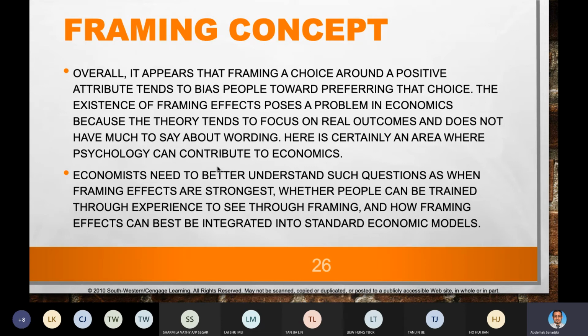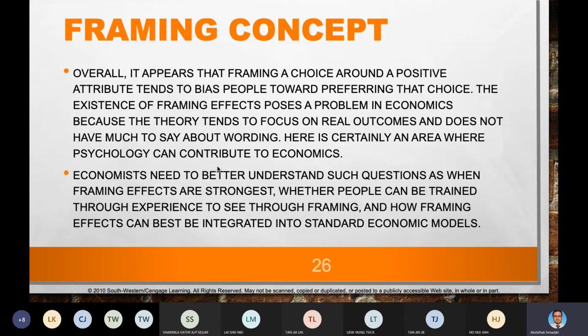So here is certainly an area where psychology can contribute to the economy. Economists need to better understand such questions as when framing effects are strongest, whether people can be trained through experience to see through framing, and how framing effects can best be integrated into standard economic models.